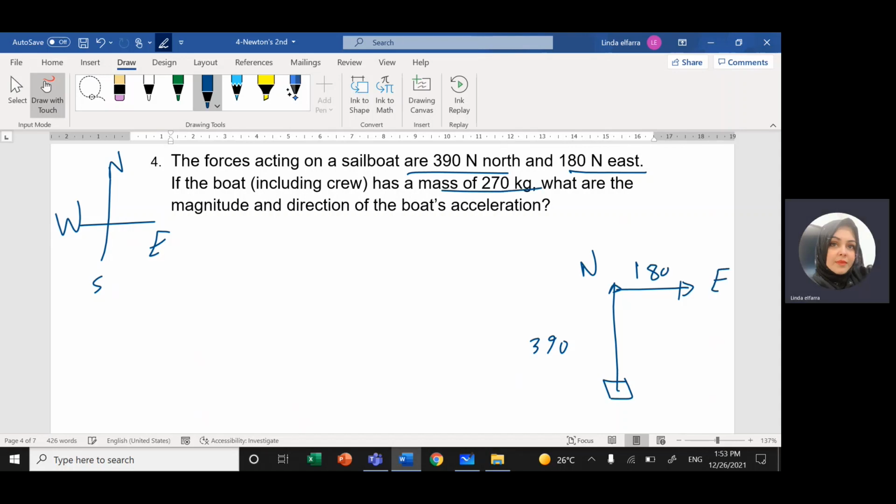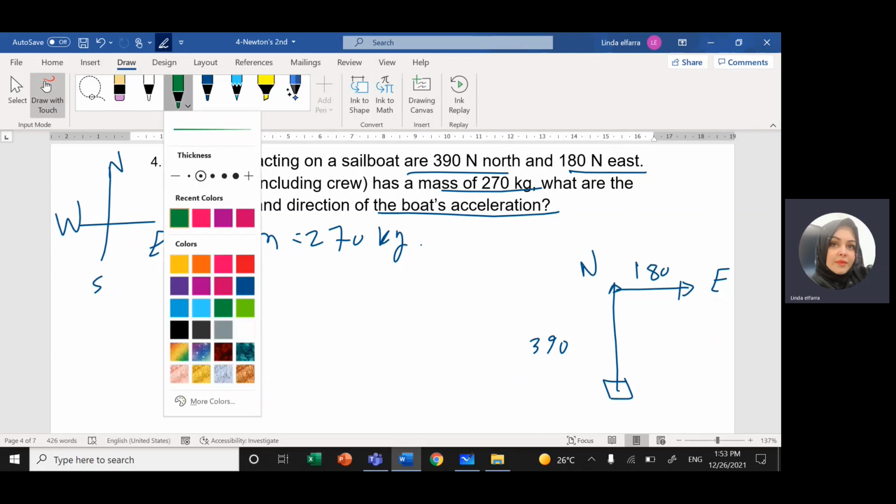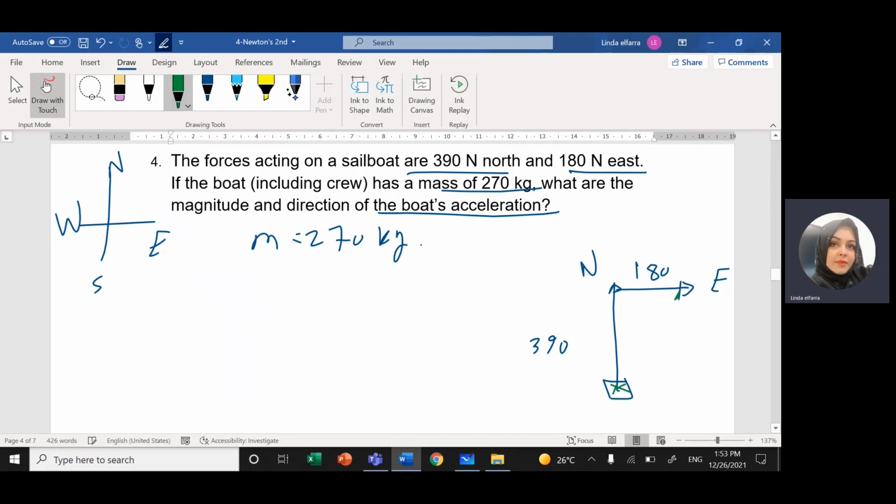I have a mass, M, 270 kilogram for the sailboat. What are the magnitude and the direction of the boat's acceleration? The direction will be the same direction as the net force. So the net force, this is from where we start to where it ends. So this will be F net, and these forces, north and east, are perpendicular.